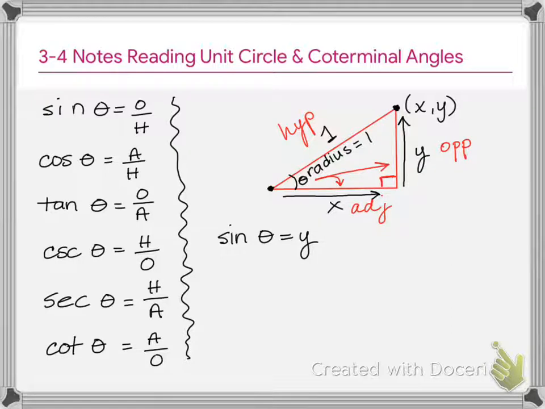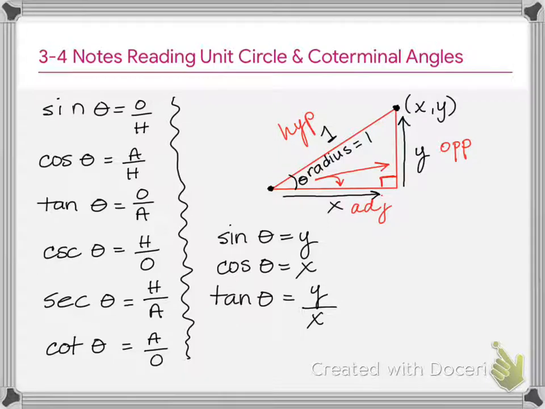So evaluating cosine theta using that triangle, the cosine theta would be adjacent over hypotenuse. Well, our adjacent is x, and our hypotenuse is 1, so x over 1 is just going to be x. Our tangent, opposite over adjacent, would be y over x.